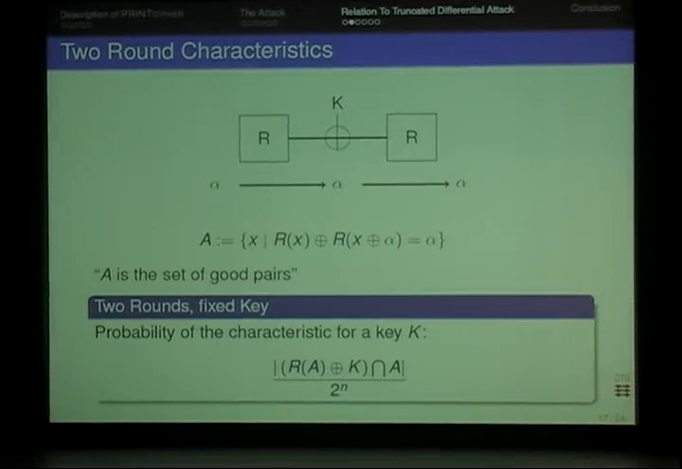So if you want to compute the probability for this two round characteristic, what has to happen is that if you have a good pair here, you apply the round function to the good pair and XOR the key, and then this has to be again a good pair. So that means the probability for this two round characteristic is the size of the set, the round function applied to A, XORing the key, and then the intersection with the set A itself. And then you have to scale by 2 to the n. So this is the probability for a two-round characteristic for the given key K.